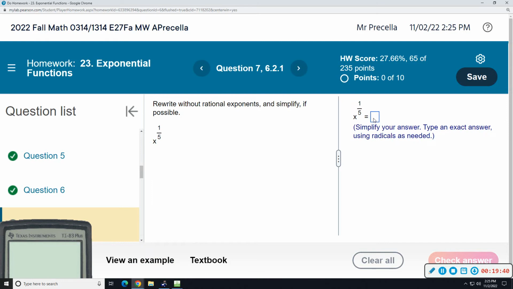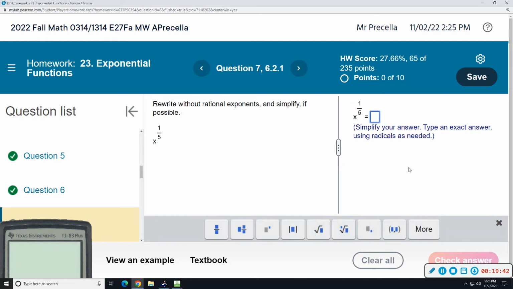Now to type this in, I'm not sure if we've typed in anything other than square roots so far this semester, but that's what this root is here. This little symbol here, nth root. You first type in the root, 5, then you type in the x.